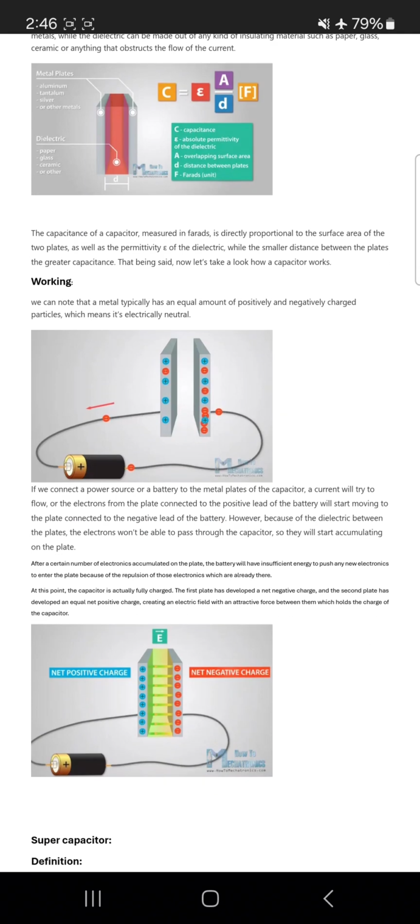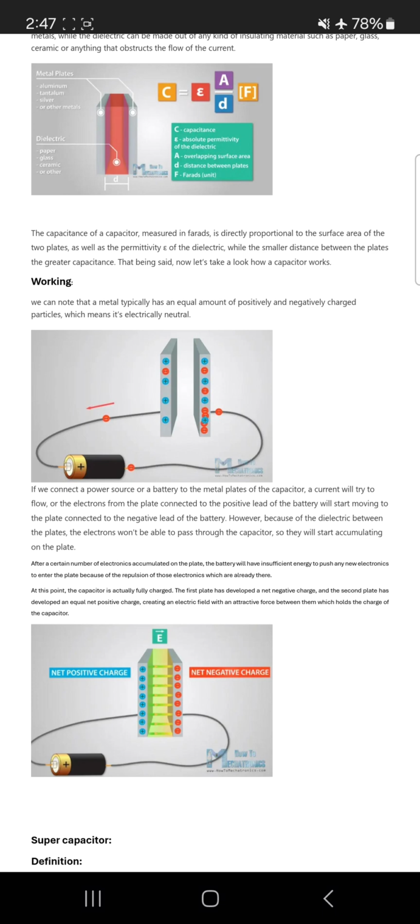Then see the working of a capacitor. We can note that metal typically has an equal amount of positively and negatively charged particles, which means it is electrically neutral. If we connect a power source or battery to the metal plates of a capacitor, current will try to flow, or the electrons from the plate connected to the positive lead of the battery will start moving to the plate connected to the negative lead of the battery. However, because of the dielectric between the plates, the electrons won't be able to pass through the capacitor, so they will start accumulating on the plate.